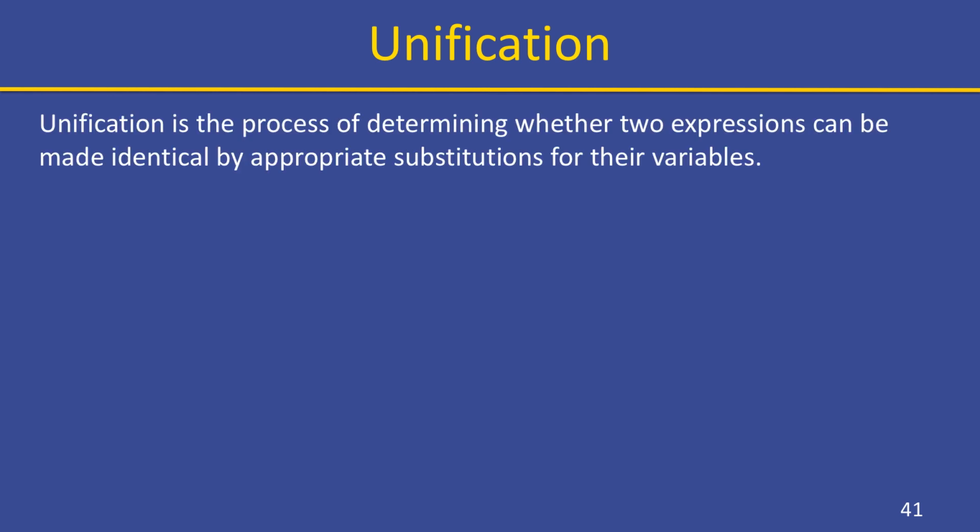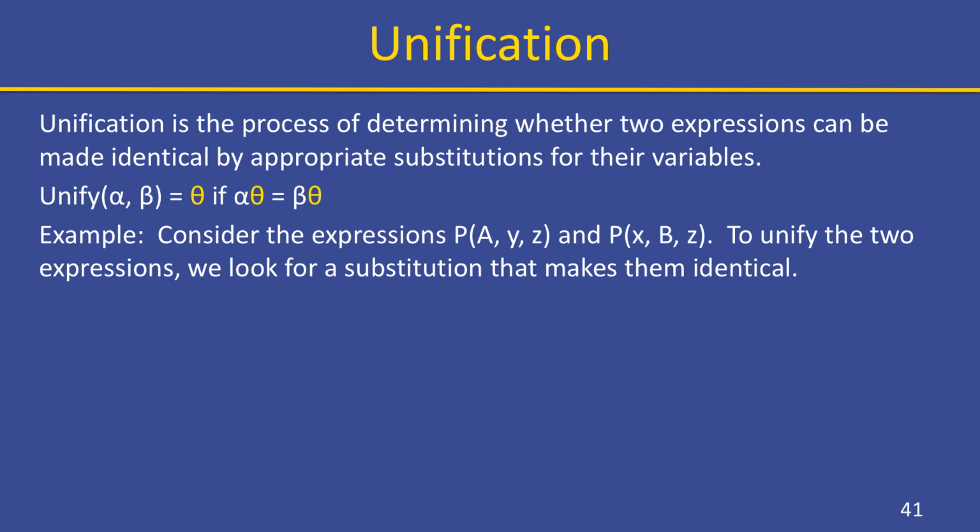Our next concept is unification. Unification is the process of determining whether two expressions can be made identical by appropriate substitutions for their variables. This is the notation. We'll say unify alpha beta to denote a unifier that makes alpha and beta identical. So let theta be that unifier. Alpha with the substitution theta applied to it is equal to beta with the substitution theta. We'll see some examples to make sense of this.